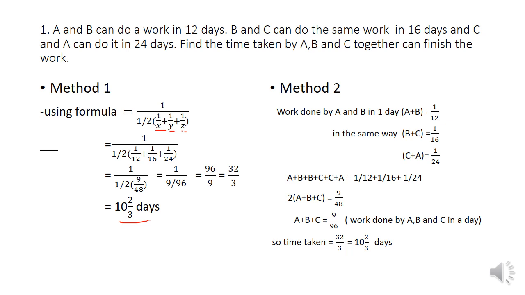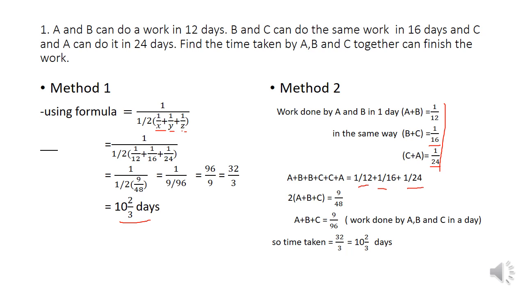The second method is, if A and B can do a work in 12 days, then work done by A and B in 1 day is 1 by 12. In the same way, B and C is 1 by 16 and C and A is 1 by 24. By adding these three values, A plus B plus B plus C plus C plus A is equal to 1 by 12 plus 1 by 16 plus 1 by 24.